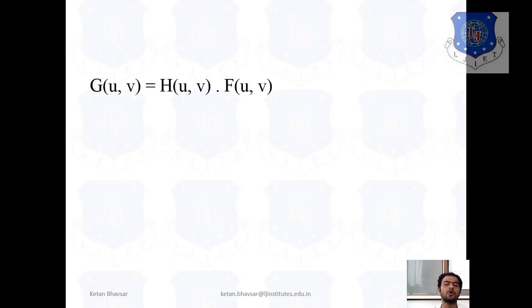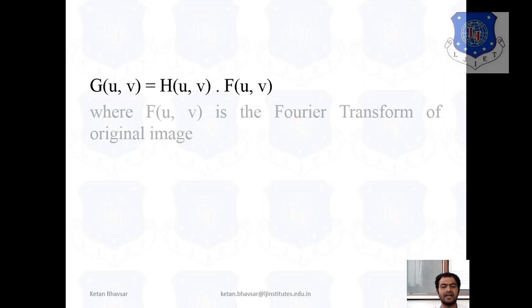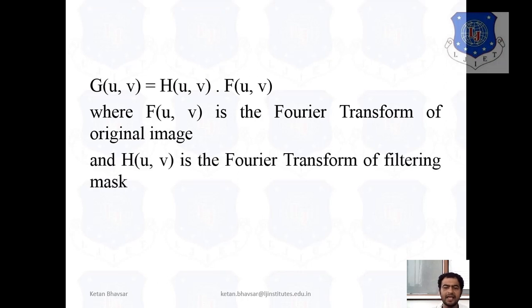As you can see, G of U comma V equals H of U comma V times F of U comma V. F of U comma V is the frequency domain representation of the original image, or we can say it is the Fourier transform of the original image. The Fourier transform is used when we convert data from the time domain to the frequency domain. H of U comma V is the Fourier transform of the filtering mask.